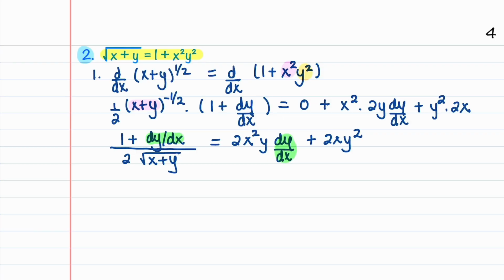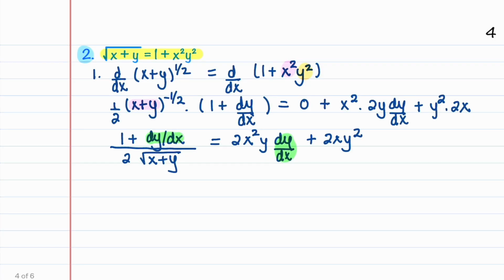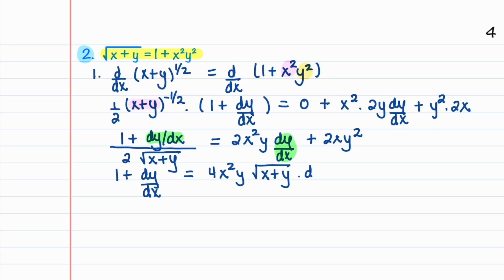So I am going to multiply both sides by 2 times the square root of x plus y. This gives us 1 plus dy/dx on the left. And then on the right, we have for our first term 4x squared y square root of x plus y times dy/dx. And then for our second term, we have 4xy squared times the square root of x plus y. Now we get to go on to our second step.